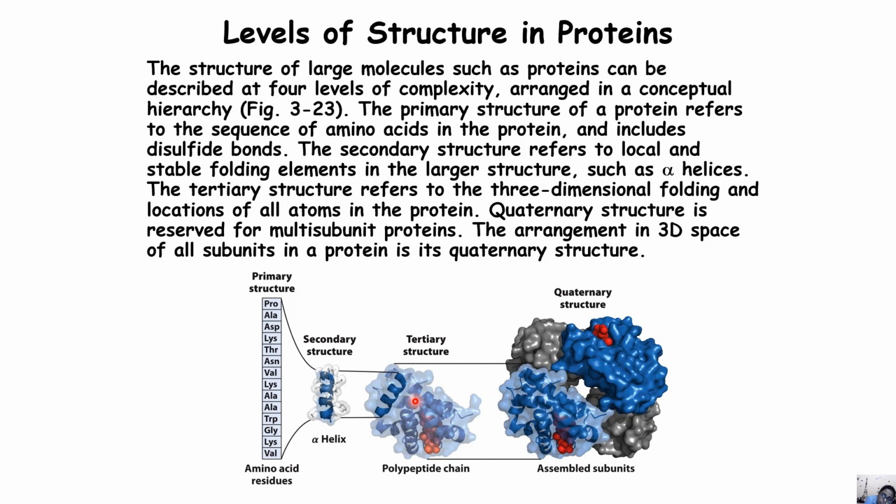The primary structure is nothing but the amino acid sequence of the protein, and it will include the disulfide bonds as well. The secondary structure refers to the local and stable folding elements in the larger structure, such as alpha helices, beta sheets, etc. The tertiary structure refers to the three-dimensional folding and locations of all atoms in the protein. Quaternary structure is reserved for multi-subunit proteins, and the arrangement in 3D space of all subunits in a protein is its quaternary structure.